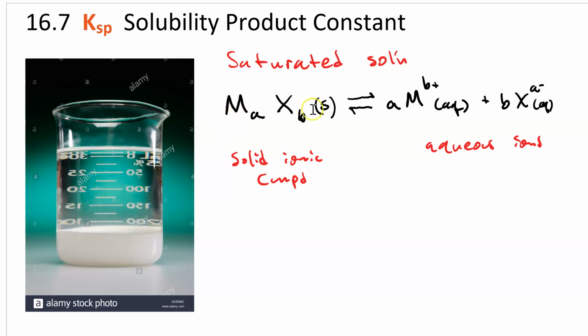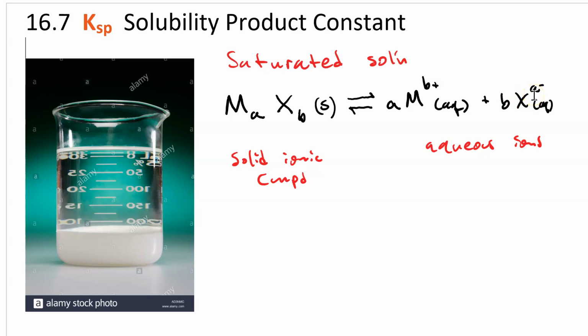Now in this case, our ionic solid is some hypothetical one where the cation is M with a charge of b+, and there's a of them in the formula, right? So when it dissolves, you get a number of M b+ ions. So that's your cations. And you also have the anion X, which has a charge of a-, and there's b of them. So when it dissolves, you get b number of X a- ions.